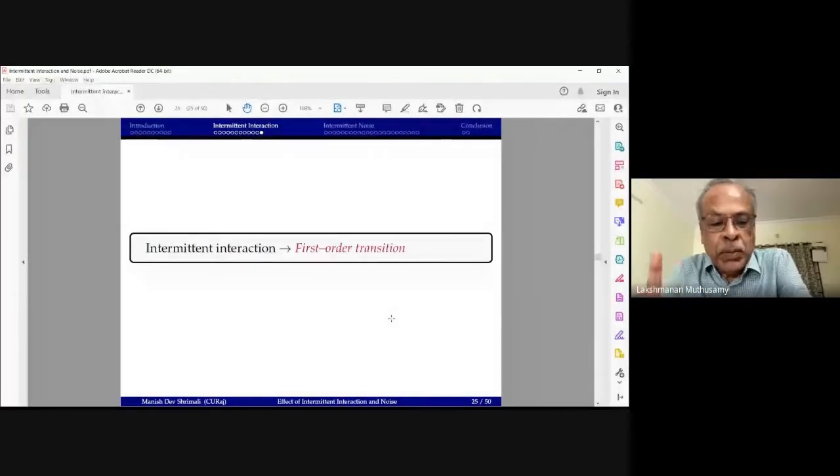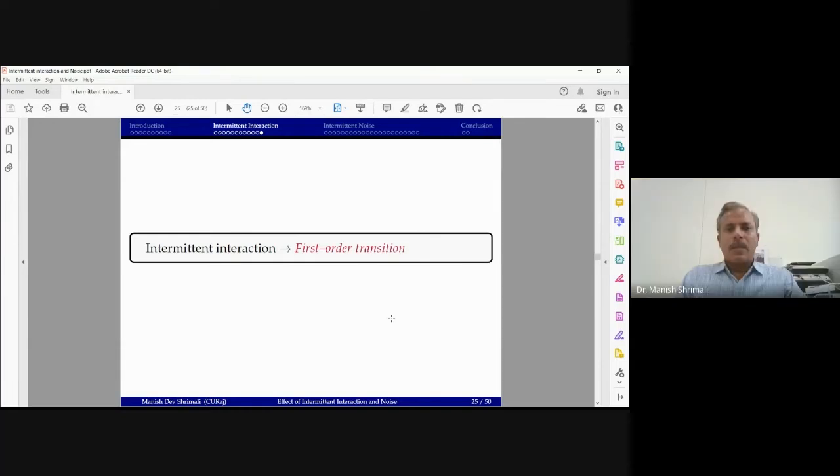Manish, one moment. I just want to get it clarified. So you say when you have intermittent interaction, you have a first order transition, and when this intermittent interaction is continuous, you say it will be a second order transition. What is it?